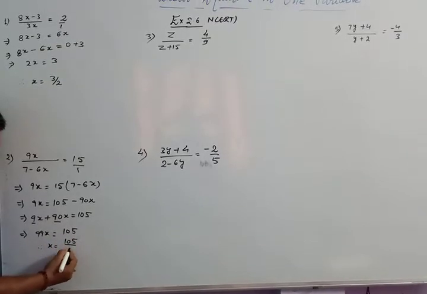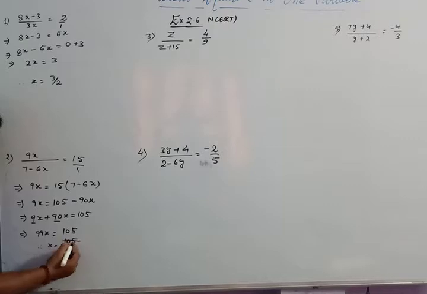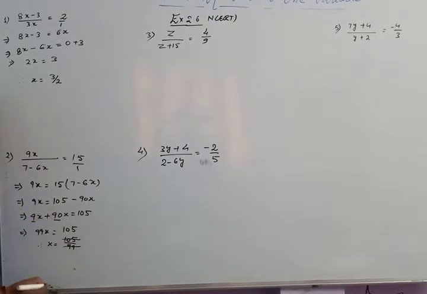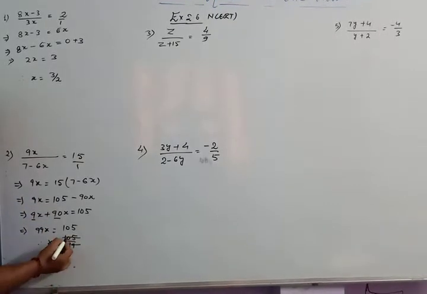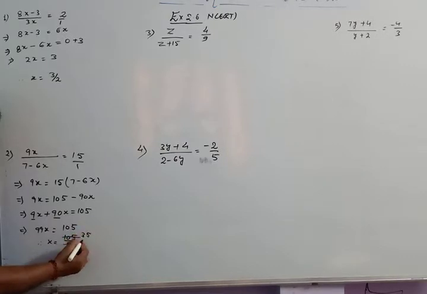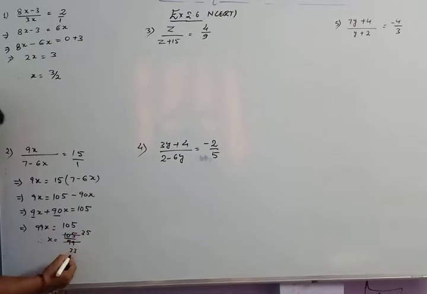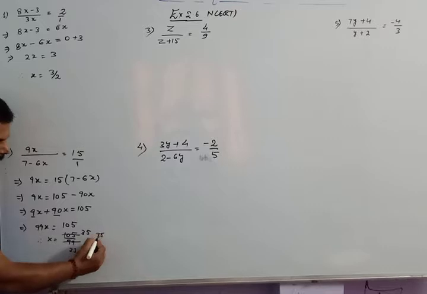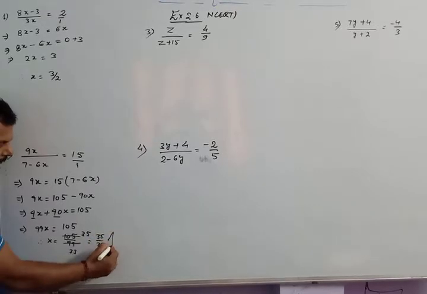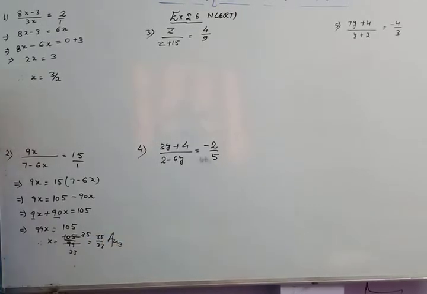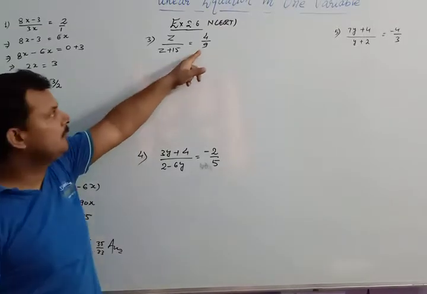99 is multiplying, after transposition it will divide. 105 upon 99. You can divide it by 3. Test of divisibility by 3. 3 3s are 9, 3 5s are 15, 3 3s are 9. The answer will be 35 upon 33. I hope you are getting how to solve. Again the same procedure you have to follow.